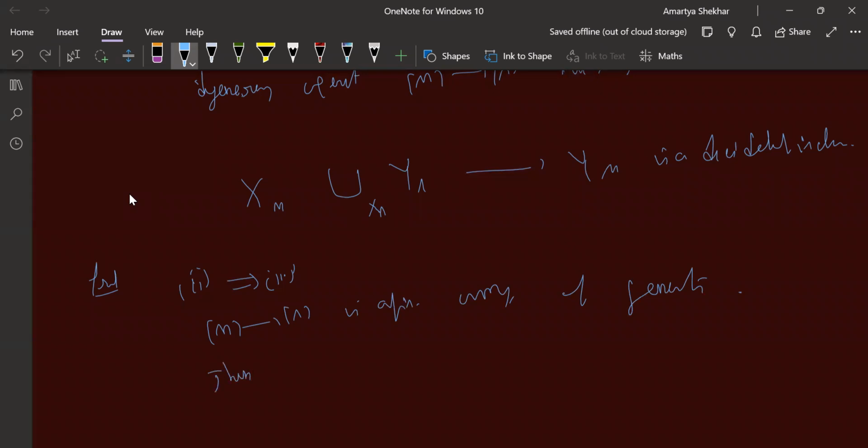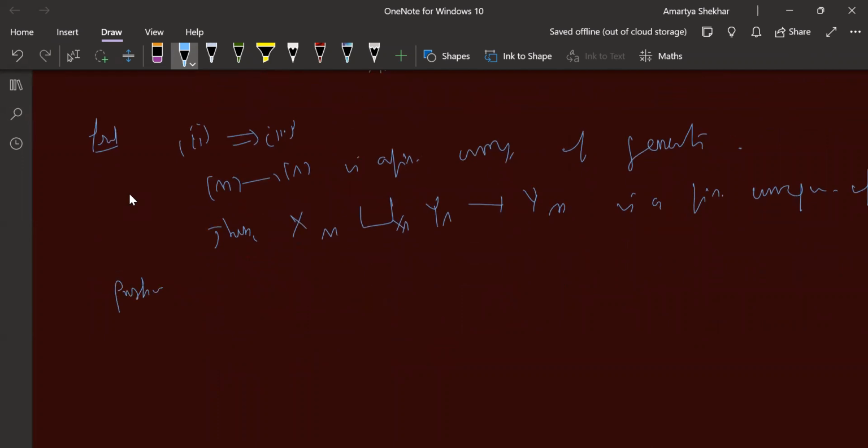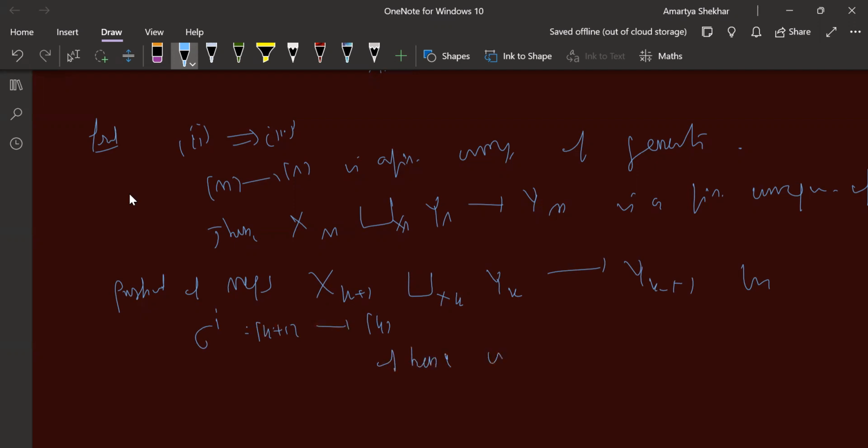So then, this is what I talked about. A finite composition of push-outs of maps. Right, so this comes from the second, and hence is a decidable inclusion.